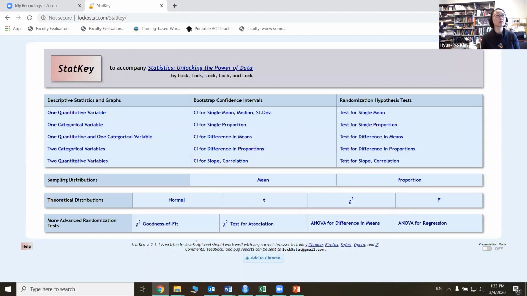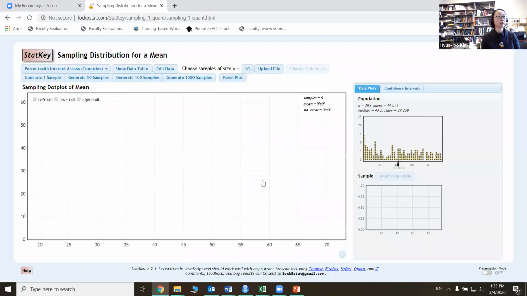There are various different things that you can do. Right now, we'll be talking about sampling distribution of mean. So we're going to just click that one here. Okay, so this is the window that we'll be playing with a little bit.